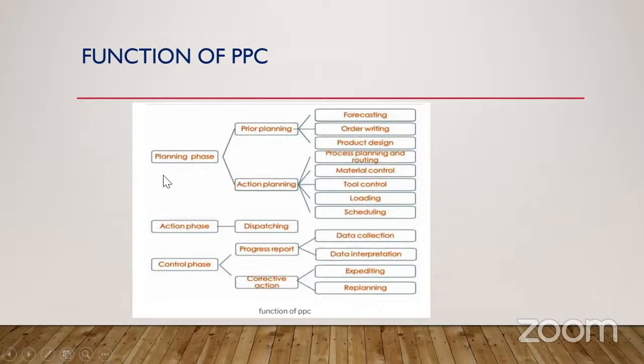That is the planning part. If you move into the action phase, it is the dispatching. If it is perfect, it is dispatched. If it's not perfect, it goes back to the previous case. Then we come to the last part, the control phase. The control phase consists of two things: progress control and corrective control. Corrective actions are the corrective control.